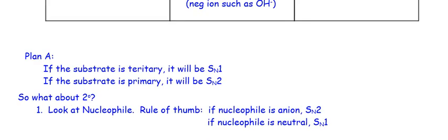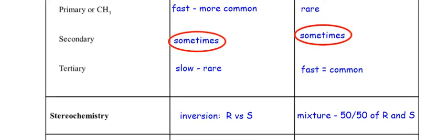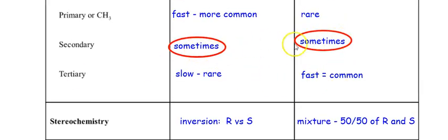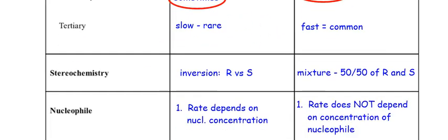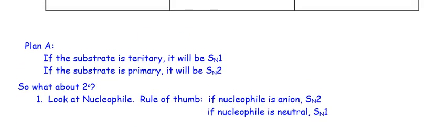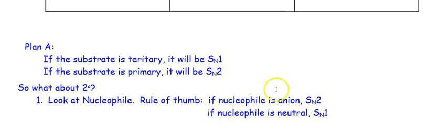So the rule of thumb then is look at your plan B. Don't look at your substrate secondary. So remember when I scrolled up here and there you go, I circled sometimes. How do we know? Well, this is how you're going to know. So if it's not your substrate, look at your nucleophile. If the nucleophile is an anion, a negatively charged ion, then go with SN2. If the nucleophile is neutral, go with SN1.